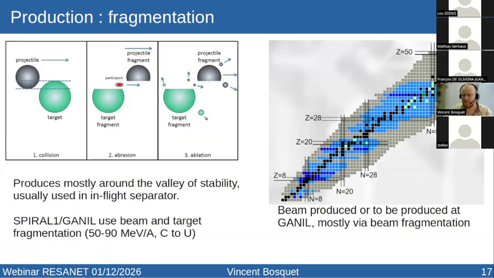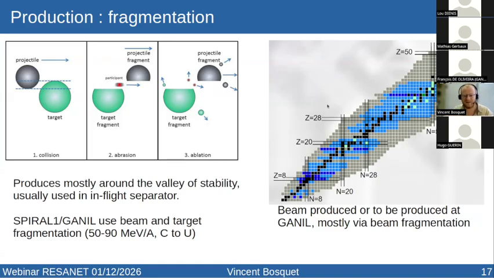Another production method, which is mostly used in SPIRAL 1 at GANIL in France, is fragmentation. In this reaction, you would send a medium mass nucleus onto a medium mass target at an energy of 50 or 90 MeV per nucleon, sometimes higher. What will happen is that you will have a collision between the two nuclei that will create target fragments and projectile fragments in a highly excited and highly deformed state. These projectile and target fragments will then de-excite and produce a lot of radioactive isotopes.